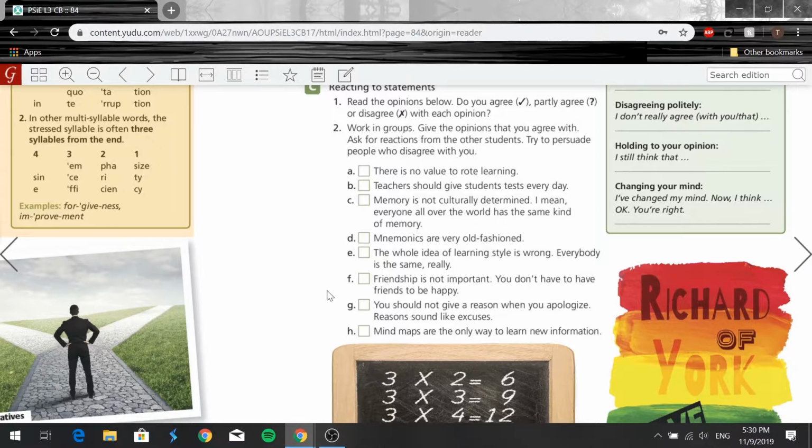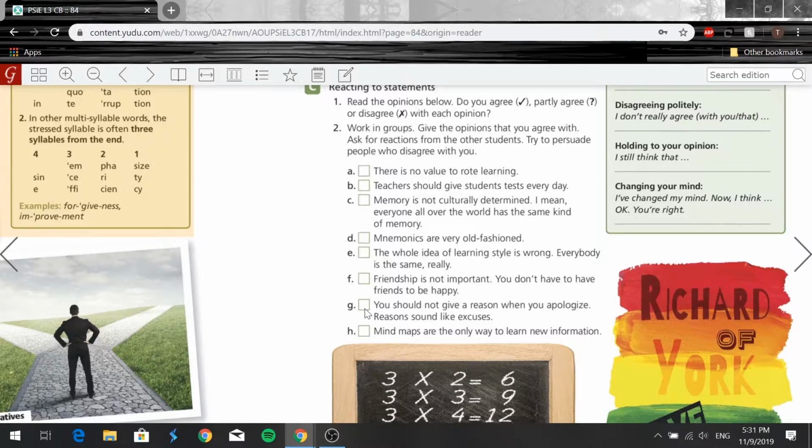You should not give a reason when you apologize. Reasons sound like excuses. Again, I'll say partly agree here, question mark. Because, right, I do understand, but there are a lot more variables here. Like, it depends on the reason, right, when you apologize. What did you do exactly? Reasons sound like excuses. Depends on the reasons, right? You can't say, hey, I forgot to pick up the phone because this happened.